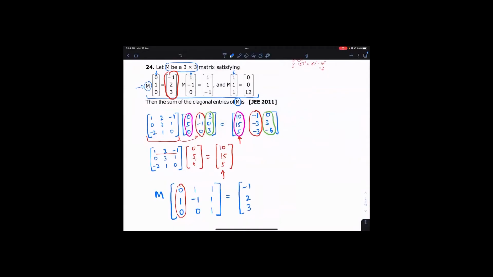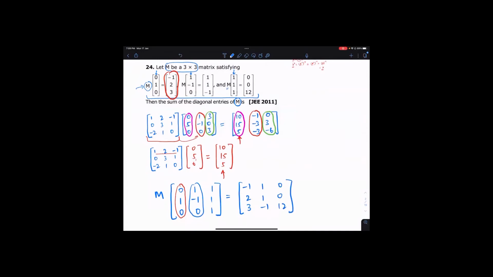If you multiply matrix M with the second column, you are going to get 1, 1, 1, minus 1. Correct? If you multiply the matrix M with the third column, you are going to get 0, 0, 12. That's all. That is the basic funda which I want to explain. After this, you can do it.